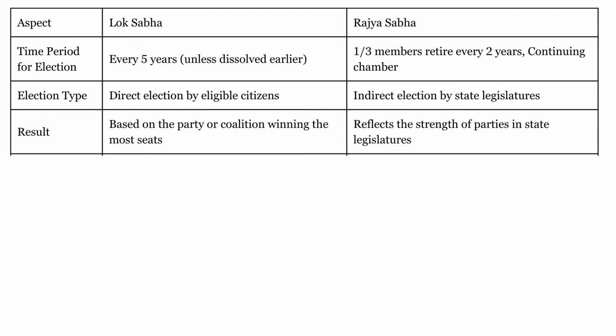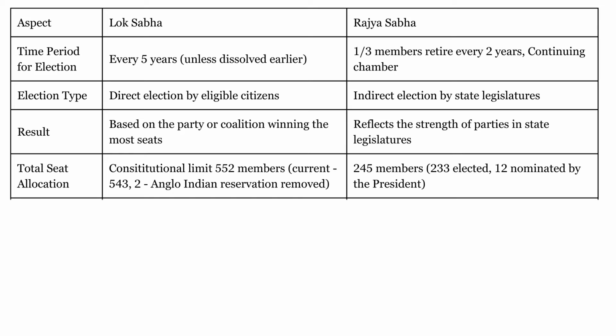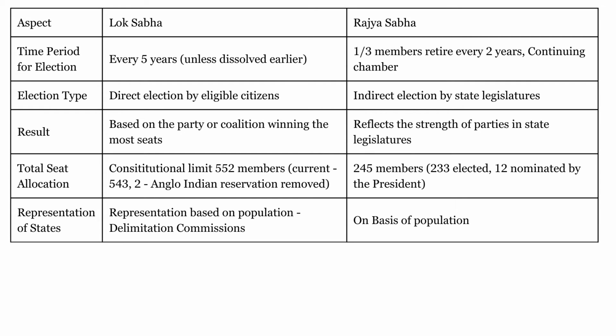The Lok Sabha's result determines the ruling party or coalition at the center, while the Rajya Sabha reflects the strength of parties in state legislatures. The Lok Sabha has a constitutional limit of 552 members, currently at 543, and the Rajya Sabha has 245 members with 233 elected and 12 nominated.